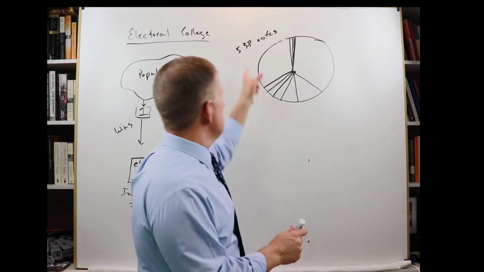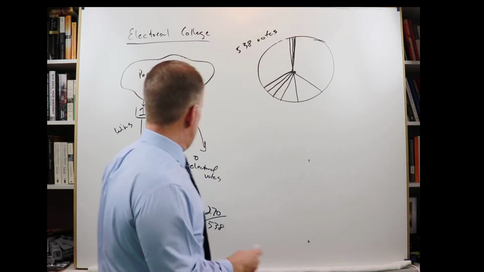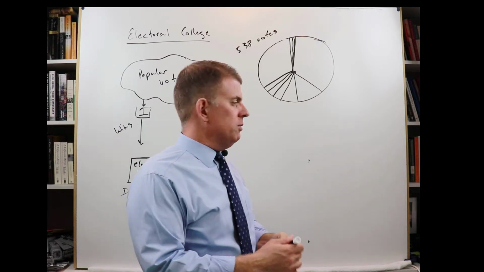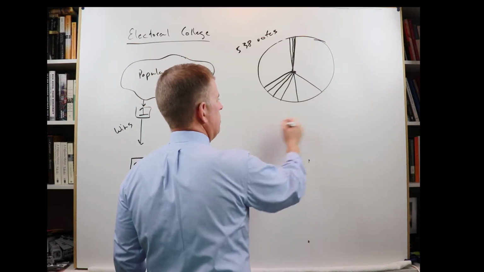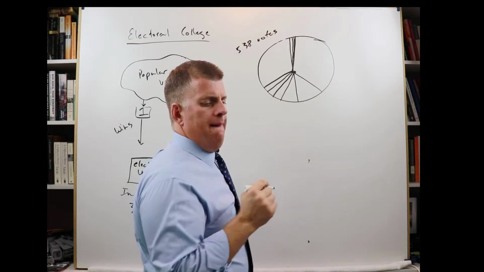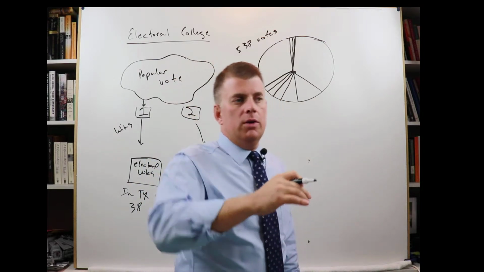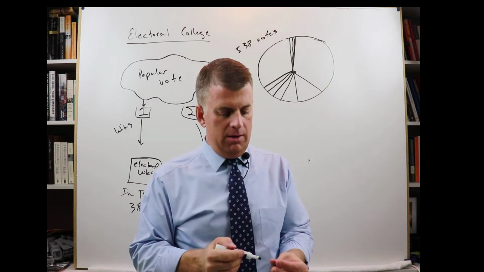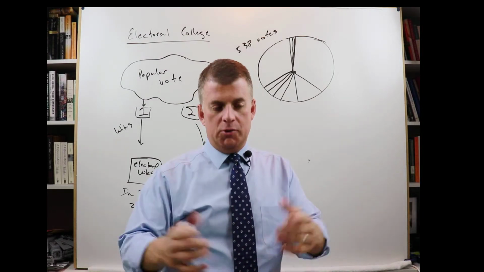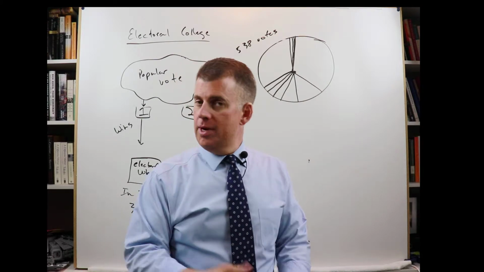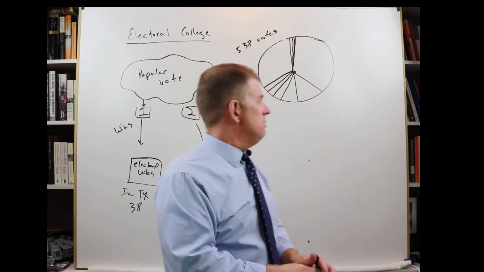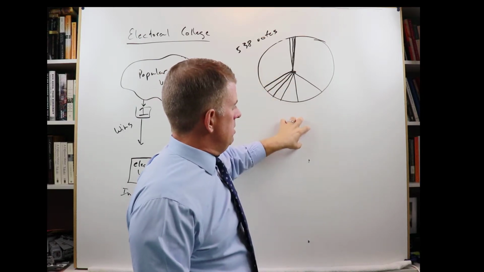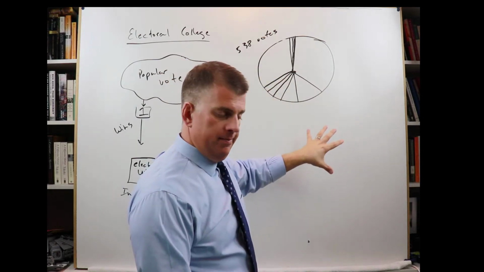The only way the total number of electoral votes changes is if you increase or decrease the number of states. So as our country grew over the years, as the country expanded, as more states were admitted into the Union, this pie grew. So it started smaller and it got bigger and bigger and bigger, all right?